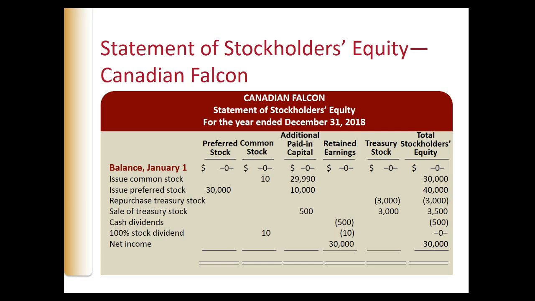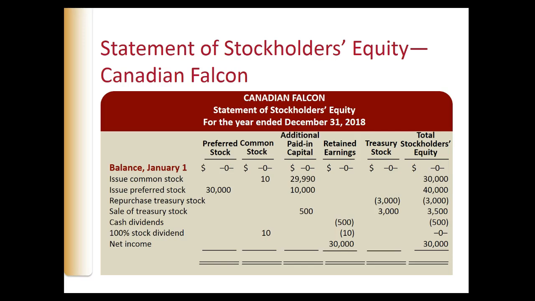The statement of stockholders' equity reports how each equity account changed during the year. For instance, the common stock account increased because Canadian Falcon issued common stock and declared a 100% stock dividend. The additional paid-in capital account increased from the issuance of common stock, the issuance of preferred stock, and the sale of treasury stock for more than its original cost. Retained earnings increased due to net income and decreased due to both cash and stock dividends.